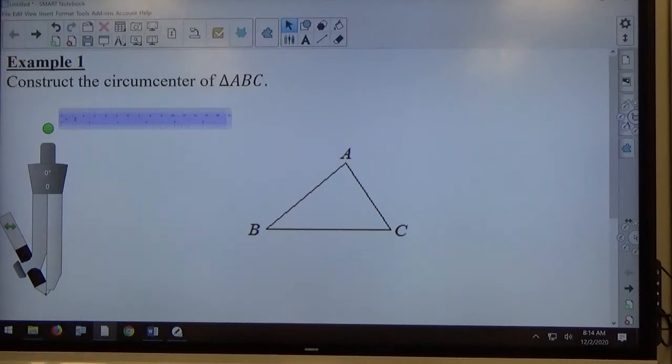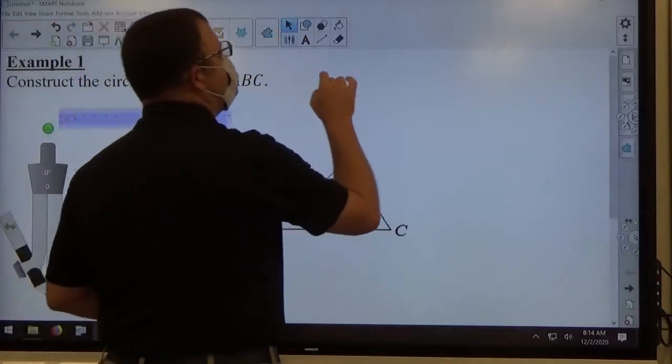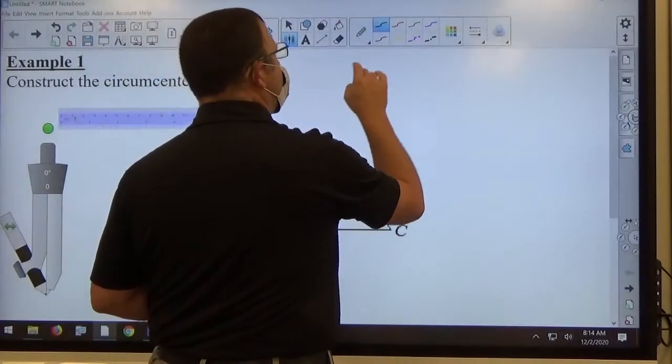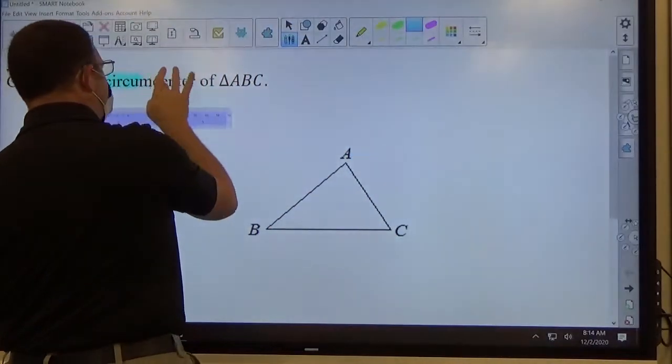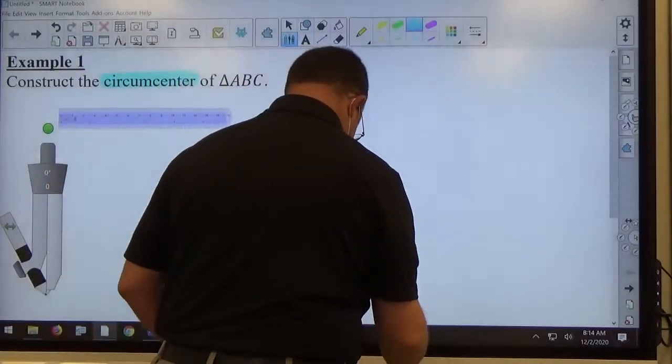So example 1 asks us to construct a circumcenter of triangle ABC, and circumcenter is probably a word you've never heard before. So let me highlight that and give you a definition.